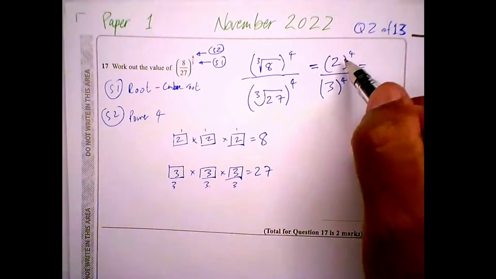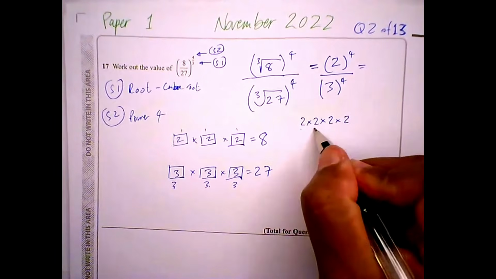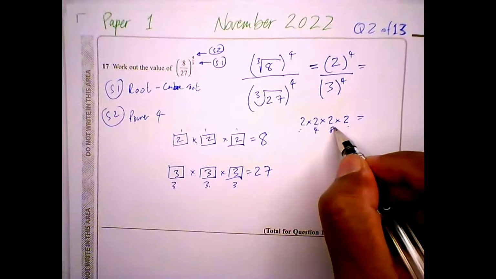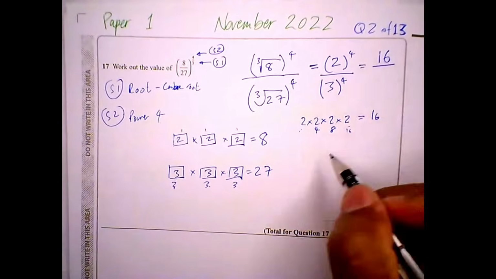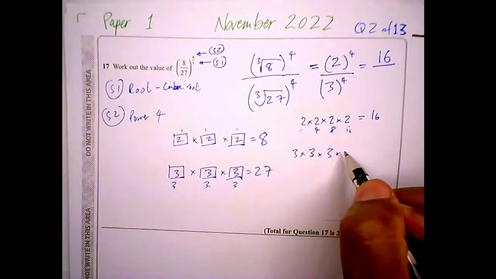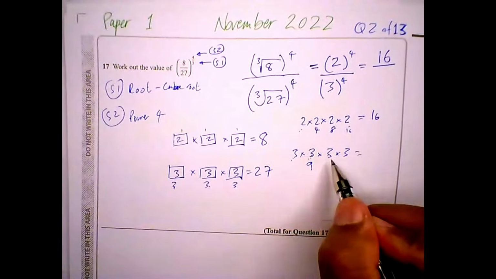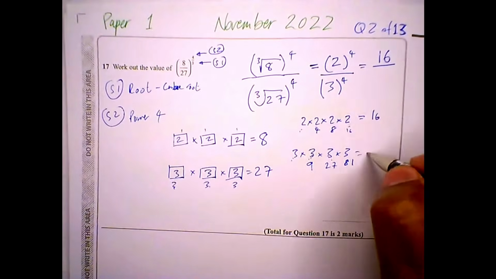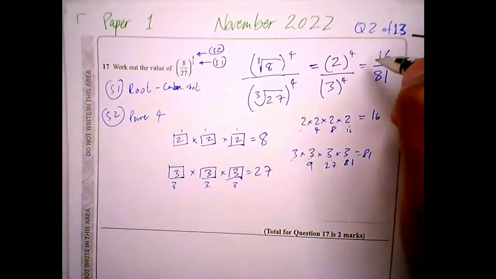And so now 2 to the power 4 is 2 times 2 times 2 times 2, 4 times. 2 times 2 is 4, times 2 is 8, times 2 is 16. So my answer here is 16 over 3 to the power 4. That's 4 times: 3 times 3 is 9, times 3 is 27, times 3 is 81. My final answer is 16 over 81.